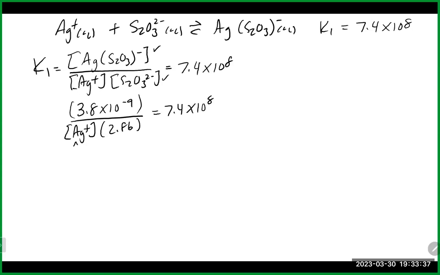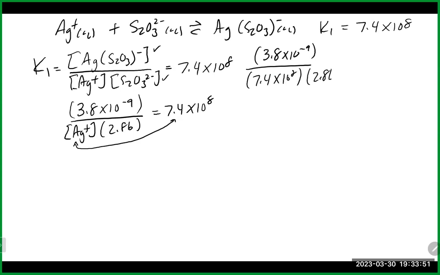Once again, these two guys are going to swap spots. And that would give me 3.8 times 10 to the minus 9 divided by 7.4 times 10 to the 8, and 2.86 would equal my free silver concentration. And at this point here, we would end up with a number. And should this number be a big number or a small number?